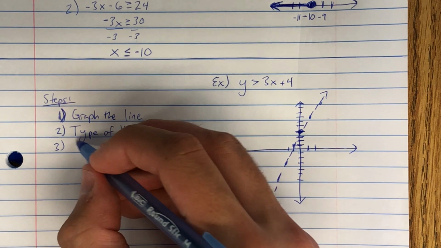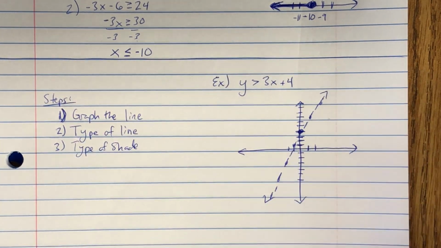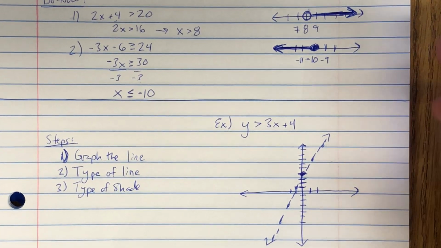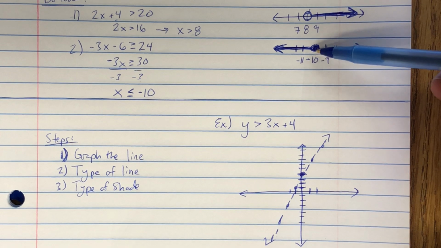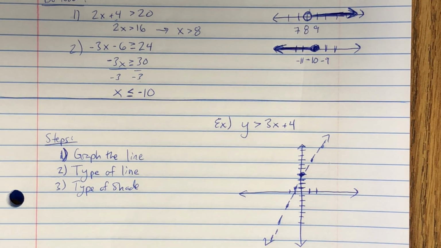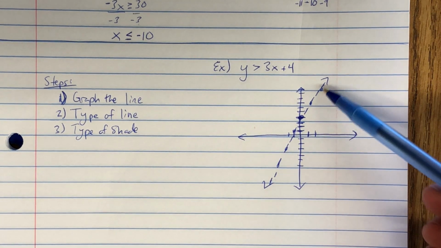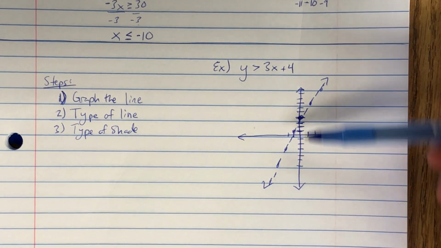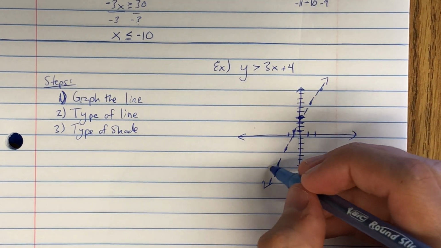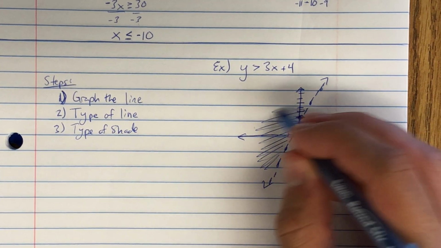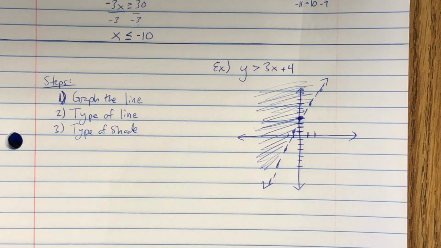And the next part is we need to determine the type of shade. So when we're drawing our inequalities up here, it either includes or doesn't include the point, and then it's everything to the left or everything to the right. When we're graphing linear inequalities, it's either includes the points in the lines or not, and then it's either everything above the line or below. If it's greater than, we shade above the line. If it's less than, we would shade below.